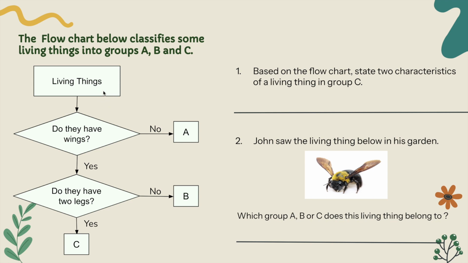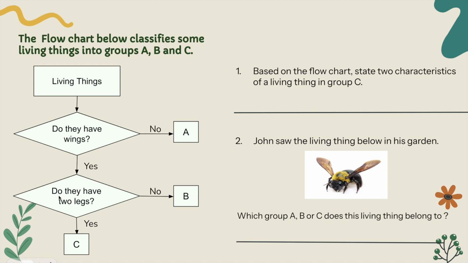Look at this flow chart again. First, read the flowchart and understand the information. Living things. As I mentioned before, this symbol has a question. So here the question is, do they have wings? The answer for group A is no. That means the living thing in group A has no wings. Again, do they have wings? Yes. The answer for group B and group C is they have wings.